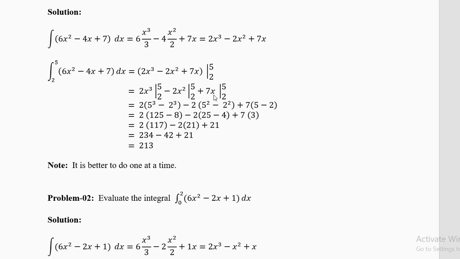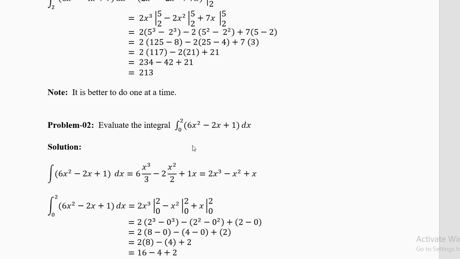Third one is 7x, going from 2 to 5. 7 times (5 − 2). 5 minus 2 is 3. 7 into 3 is 21. Write it in the subsequent steps. You have 234 minus 42 plus 21, which is 213.